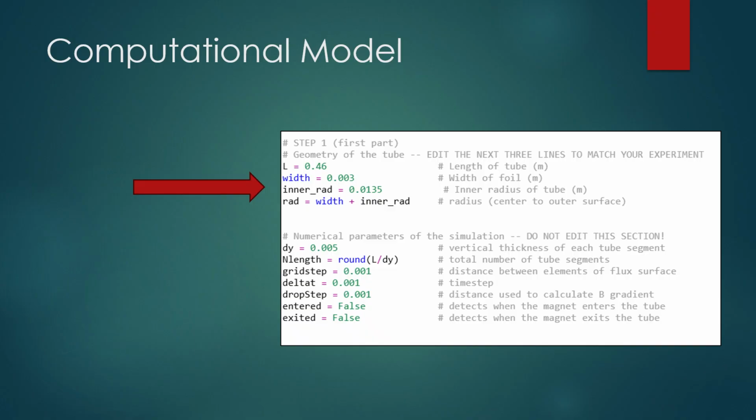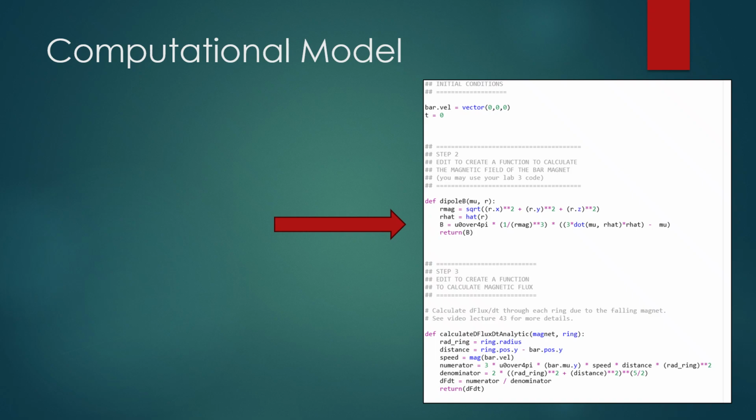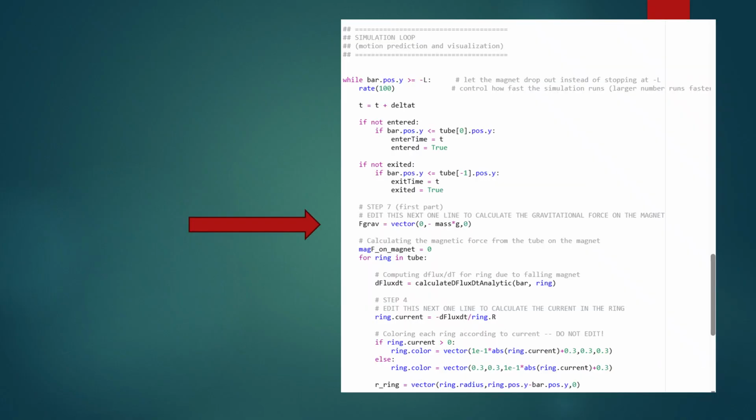For the code, we first established the initial parameters of the simulation, such as the length of the tube and radius of our conducting rings. Here, we also established other parameters of the simulation. Next, we defined our dipole calculation function here, and then we calculated the change in magnetic flux in this function. For the actual simulation loop, we established the force due to gravity to be mass times gravity. Next, the current is given by dividing the EMF by the resistance of each conducting ring.